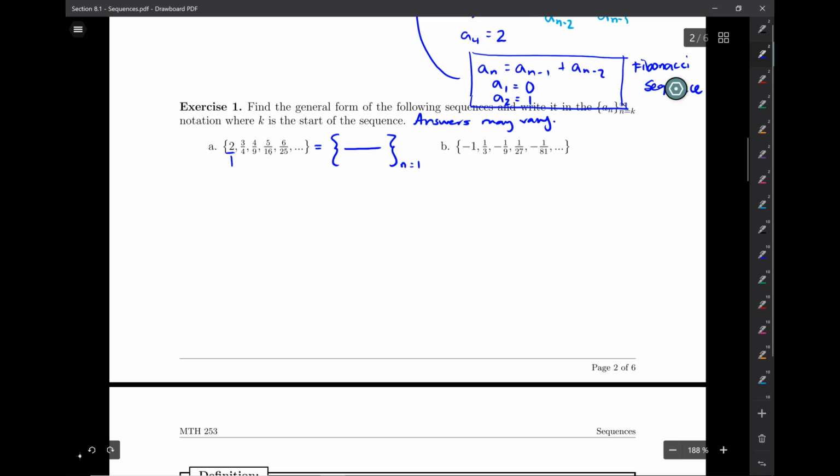So I know that my numerator is going to be something in terms of n. If it was increasing by 2 every time, it would be 2n. If it was increasing by 3 every time, it would be 3n. It's essentially just a linear thing. It's growing by 1 every time.